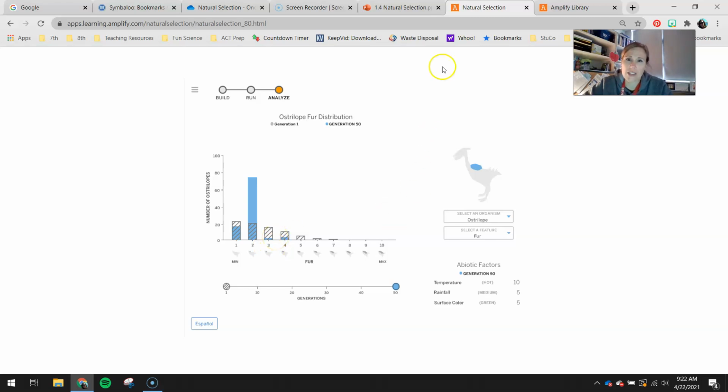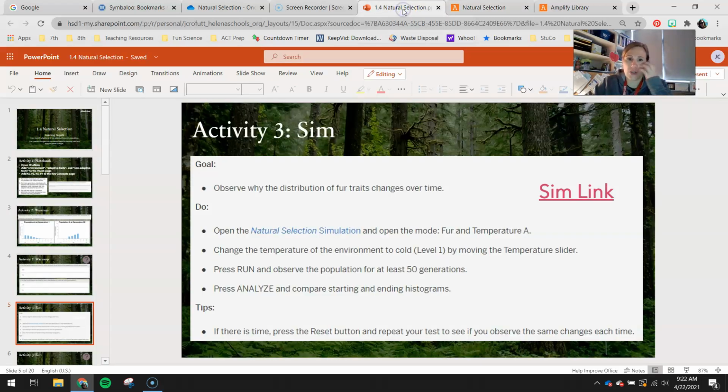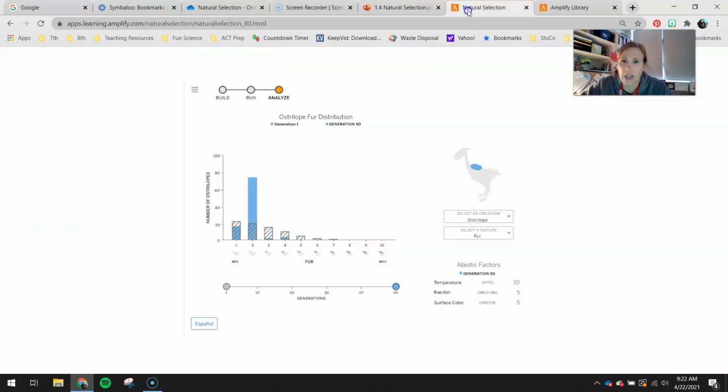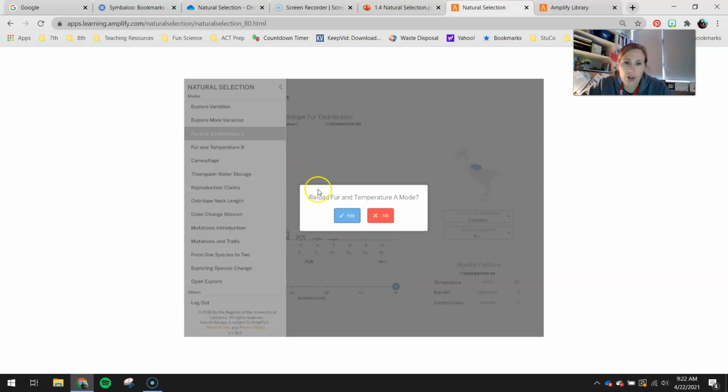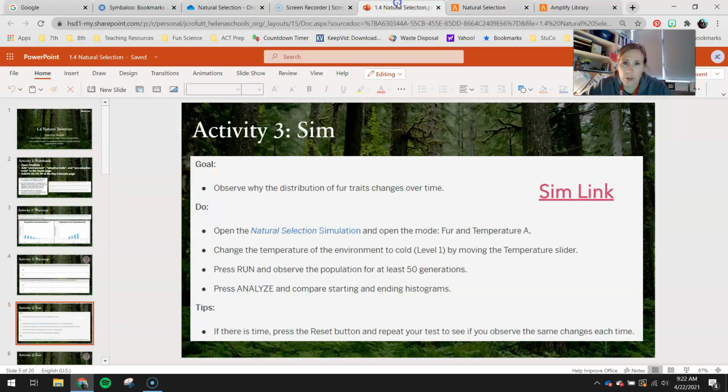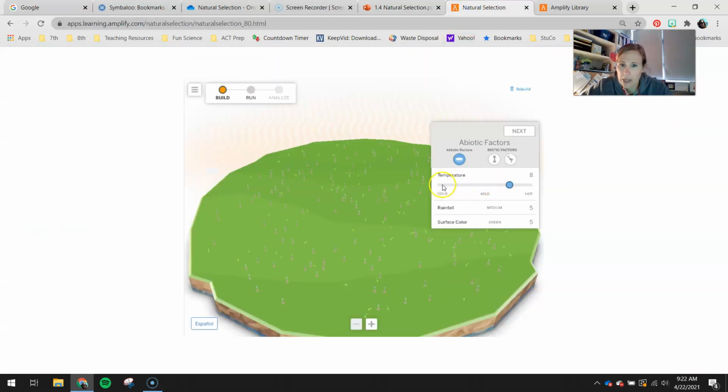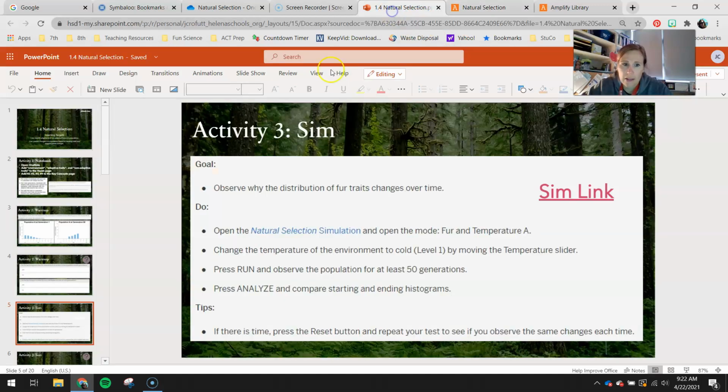Okay, so that's how you are going to be doing this. Obviously, you have a little bit different instruction here. In your sim instruction, it tells you to open the sim link. And again, you're going to use the same mode that I went to, where you go to fur and temperature A. And then you're going to load that up. You're going to change the temperature of the environment to cold by moving the temperature slider. So here's your temperature slider, here's cold. Okay, you're going to want to take it down to a level 1. Then you're going to press run, and observe the population for at least 50 generations.